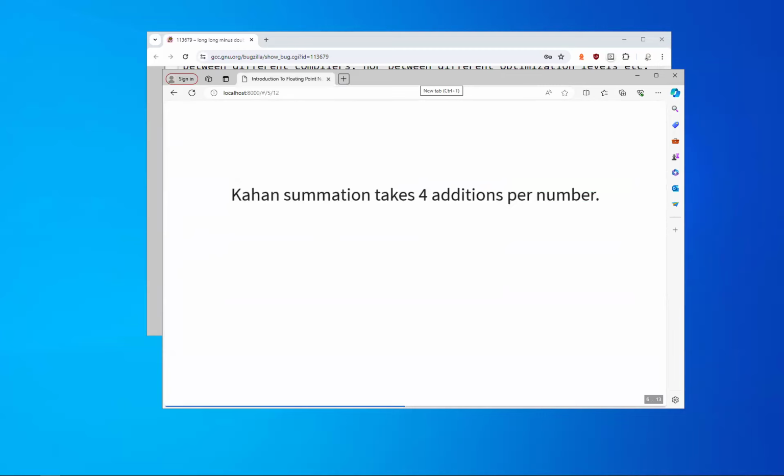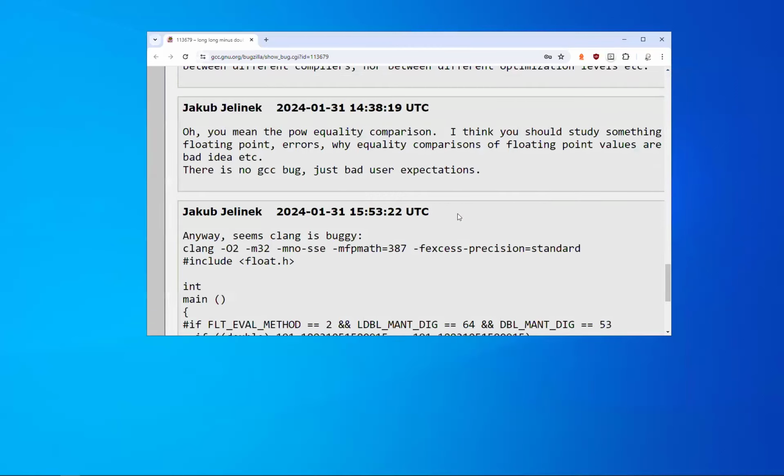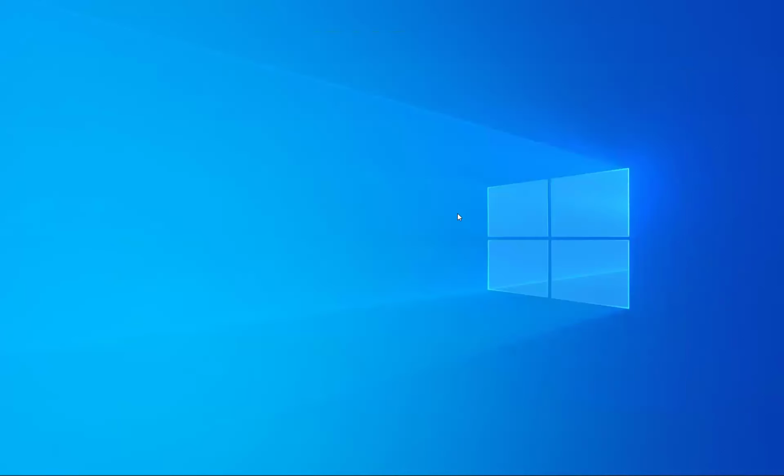What do you use for presentations on this web server? It's an old version of Reveal.js. What? Reveal.js. Reveal, like show or reveal. JS.